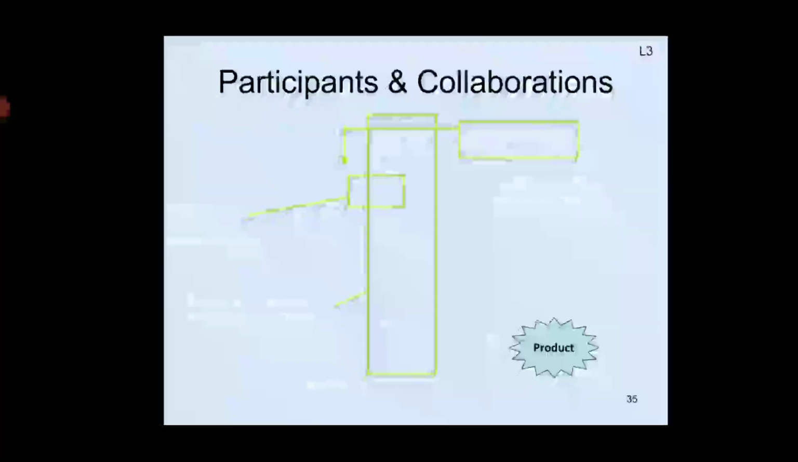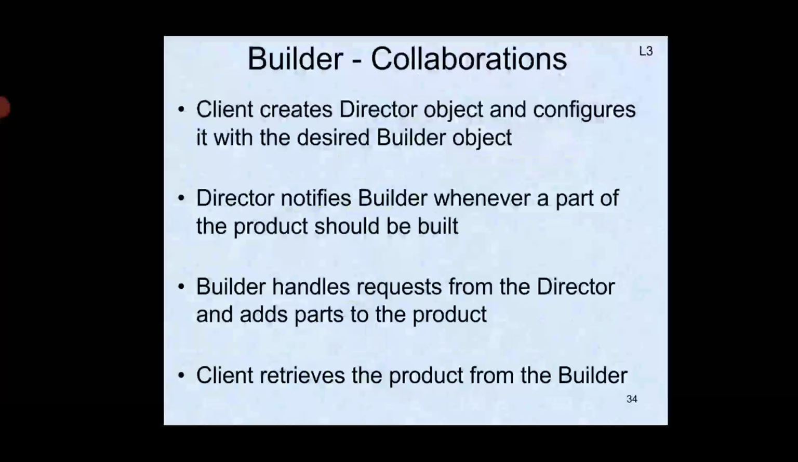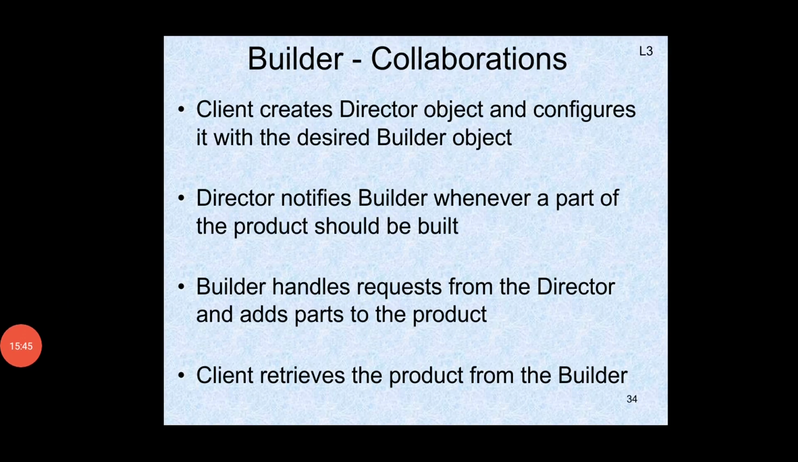Okay, and now we are studying the builder collaboration. In that collaboration, we will look at a sequence diagram. In that sequence diagram, we need to understand what the client creates, and how the director notifies the builder whenever a part of that particular product should be built. Okay, now look at this concept here. What is the collaboration? It is how the classes and objects collaborate to carry out their particular responsibilities.